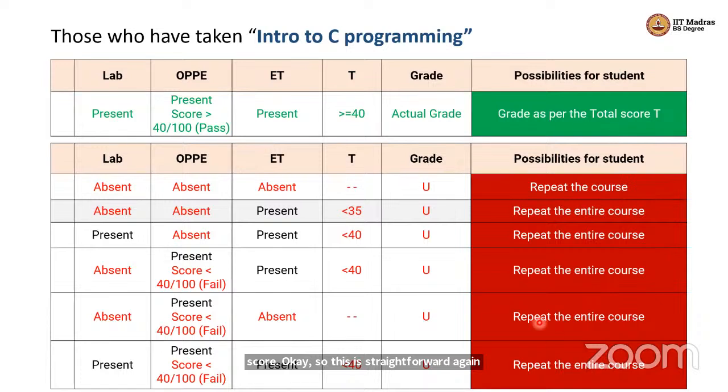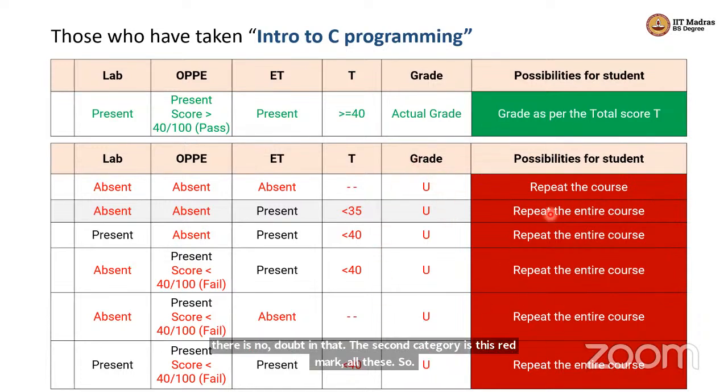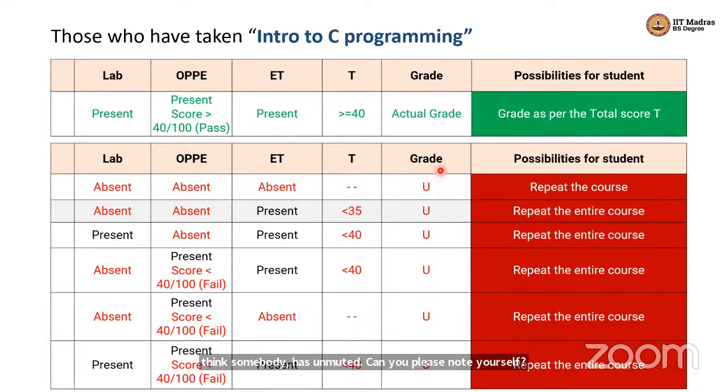The second category is this red mark, all these. So this U category is the second category. I'm sorry, I still am getting some disturbance. I think somebody has unmuted. Can you please mute yourself? Okay, thanks for that.